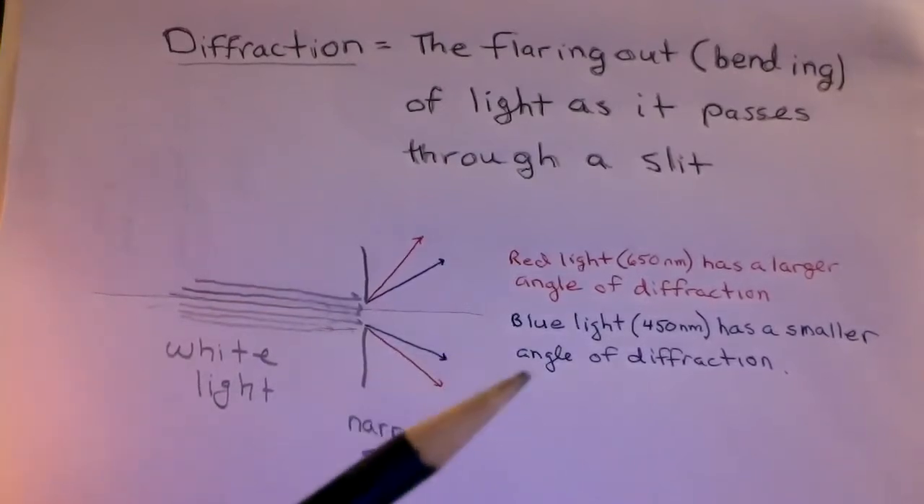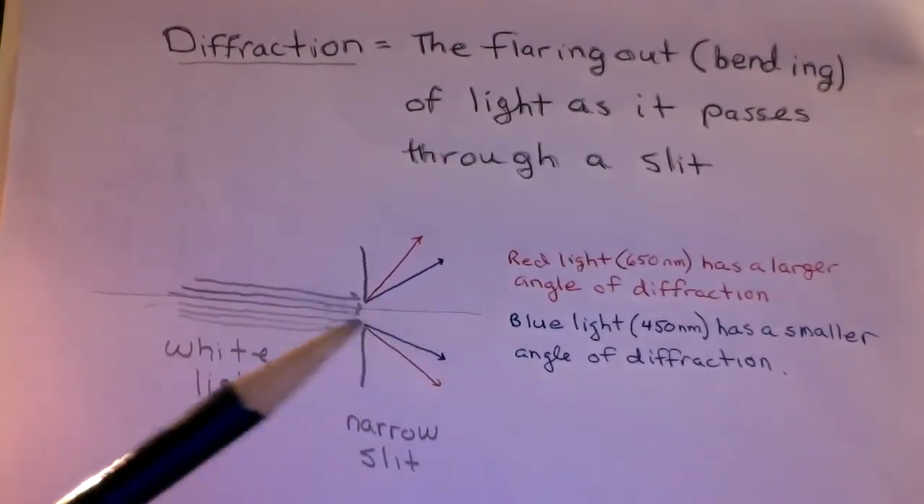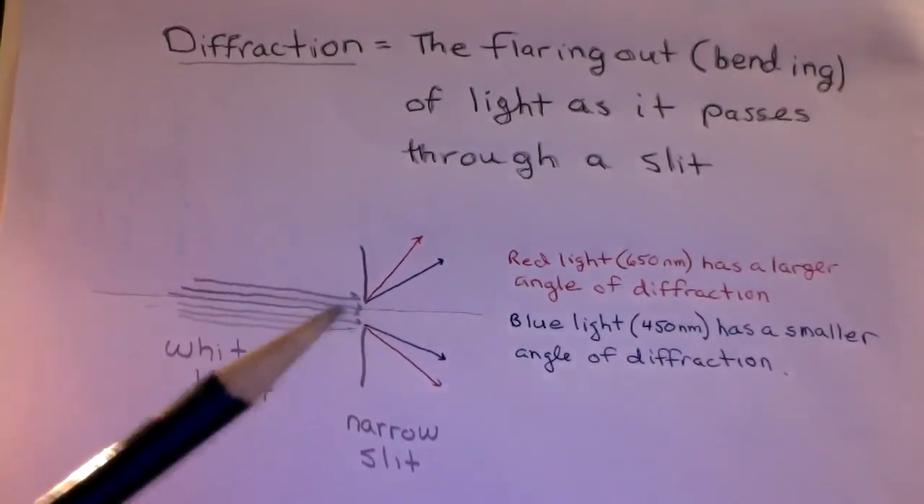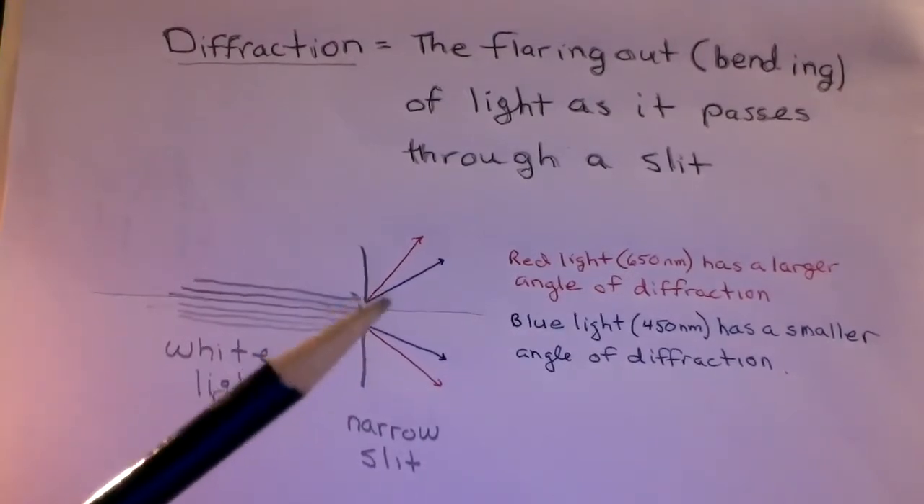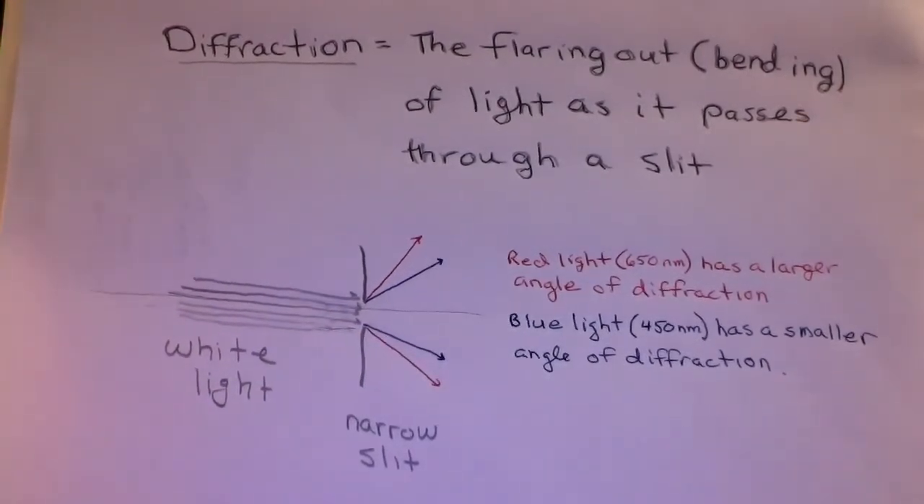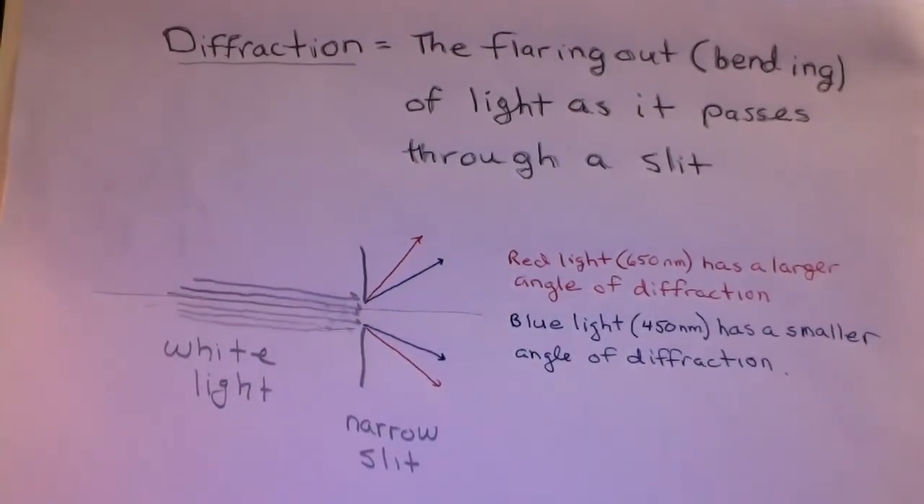And blue light, with about 400 nanometers, because it's a shorter wavelength, will be flared out at a shorter, smaller angle. So this effectively provides an avenue for us to separate all the different color components, all the different wavelength components in a light source, as you send them through a diffraction slide, and we can separate the different colors, different wavelengths, and get the spectrum of that particular light source.